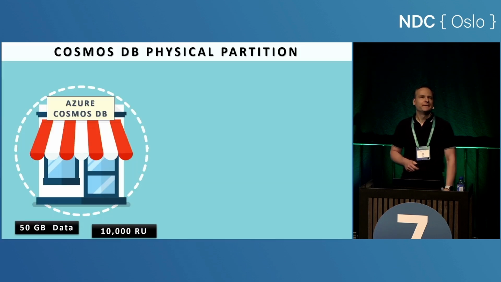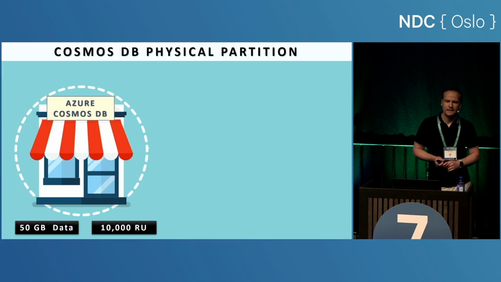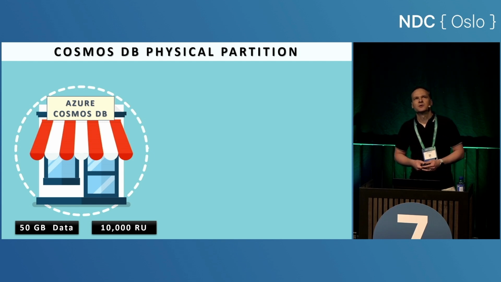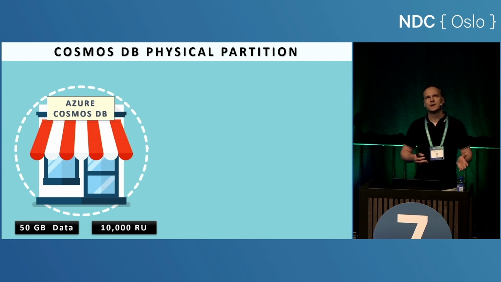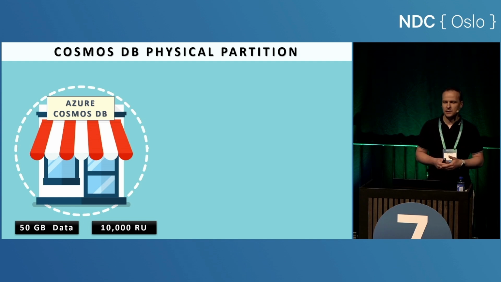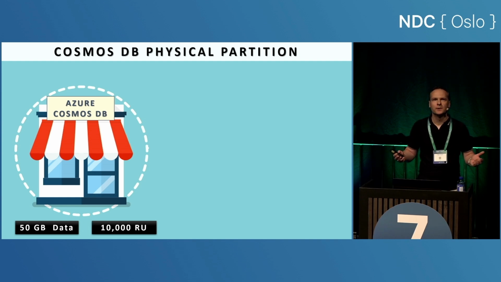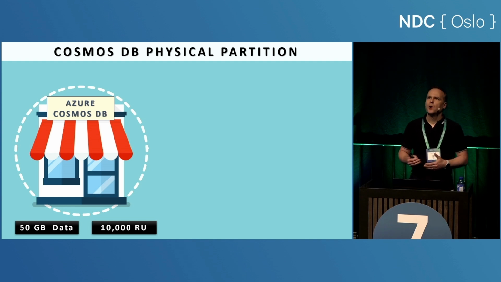So let's talk about the physical partition. Well, when we say physical partition, really, it's the Cosmos DB server. And I guess physical partition is a fancy name. So we have logical partitions, which you have some rights to change. In physical partition, there's not that much you can really do. But it's important to know these two numbers you see here.